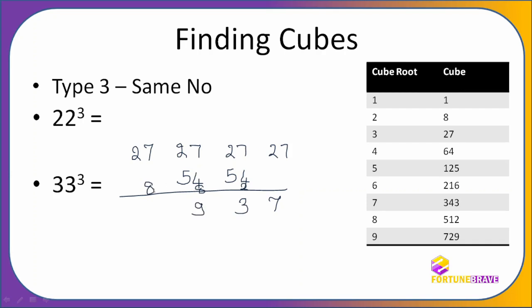Now 27 plus 8. 27 plus 8 is 35. So 35, 9, 37 is your answer.